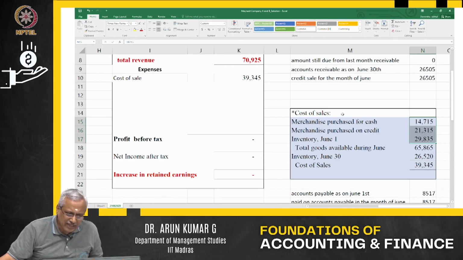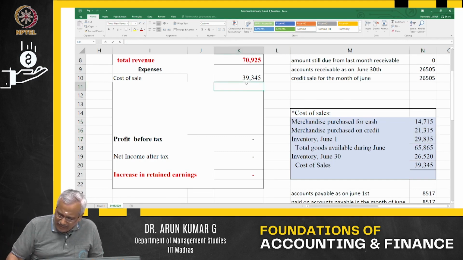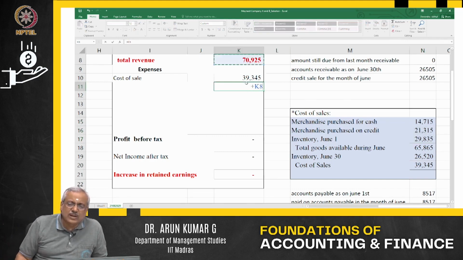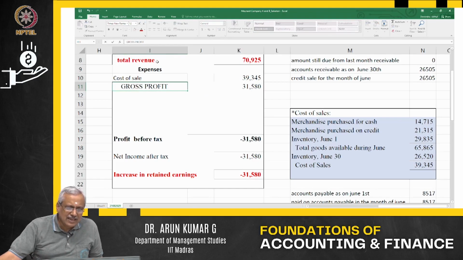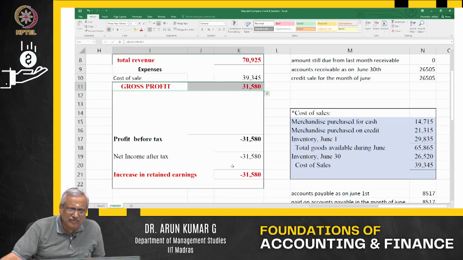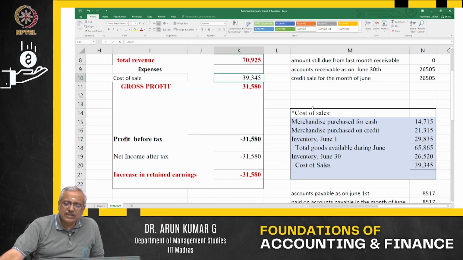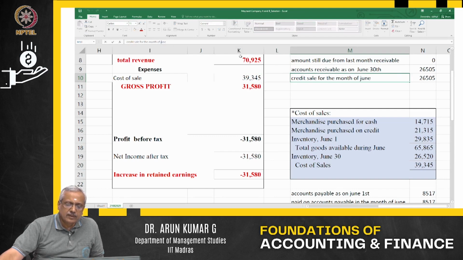Now, I know cost of sale. Now, from the cost of sale, what happens? This is the total revenue minus the cost of sale is what we call the gross profit in this particular case. Gross profit, that's the gross profit. That is revenue minus the cost of sale is what we call gross profit.